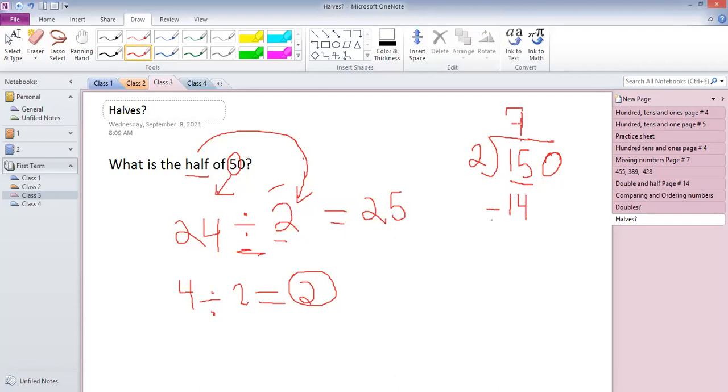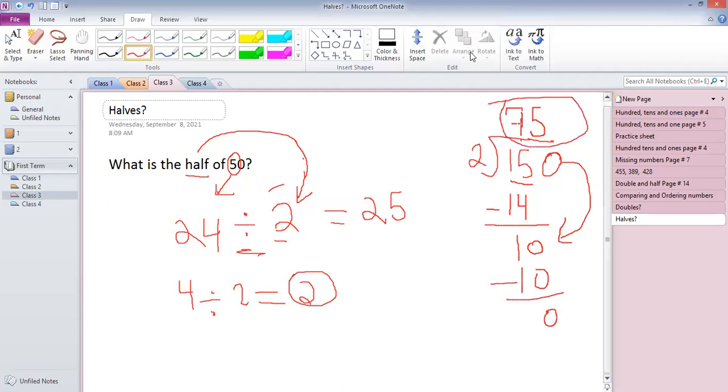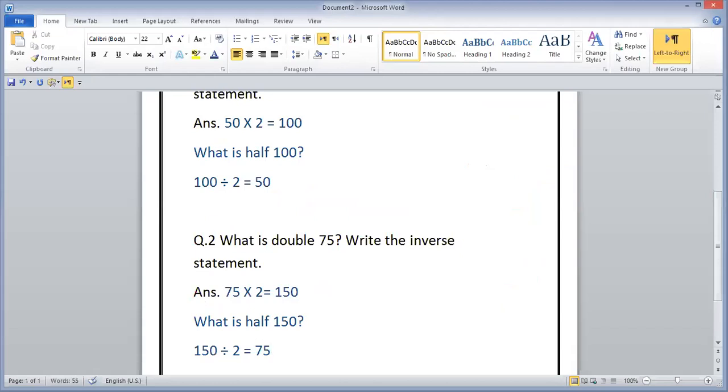So 15 minus 14, after that we will subtract. 15 minus 14 equals 1. 5 minus 4 is 1, 1 minus 1 is 0. Then we'll put this 0 down, and it is now 10. 2 multiplied by what will give us 10? 2 by 5 equals 10. And then 10 minus 10 equals 0. So 75 is the answer. That's why the half of 150 is 75.